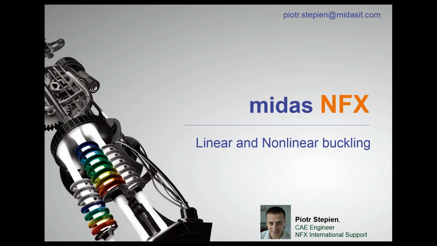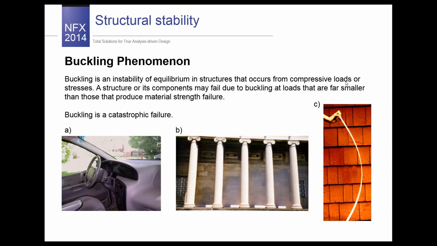Okay, so let's start the presentation, and we are starting from the definition of buckling. As we see, buckling is defined as instability of equilibrium in structures that occurs from compressive loads or stresses. And as it has been written on the slide, a structure or its components may fail due to buckling at loads that are much smaller than those that produce material strength failure. And buckling often stands for catastrophic failure, and most structures are designed to prevent this phenomenon.